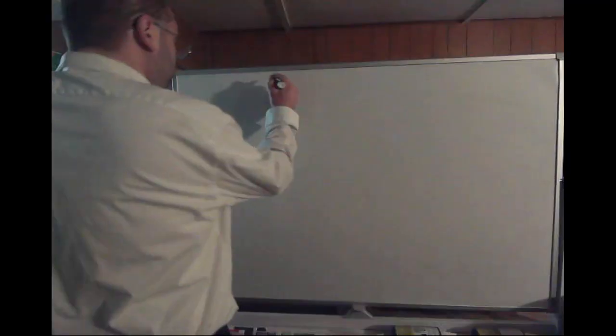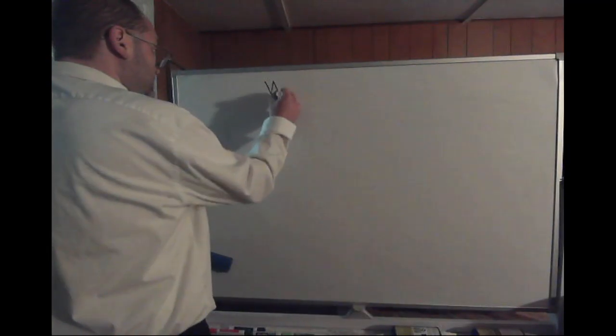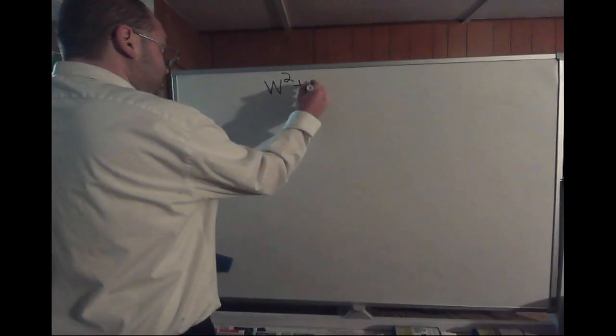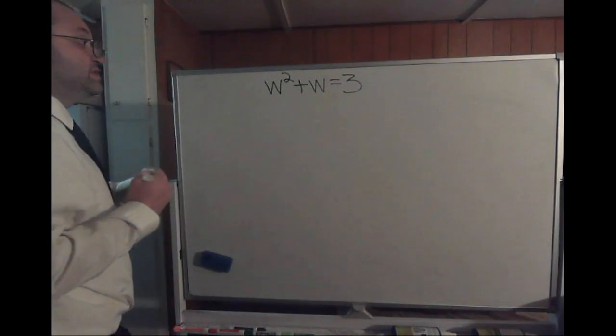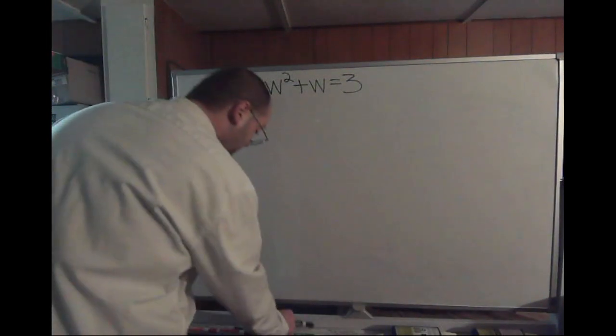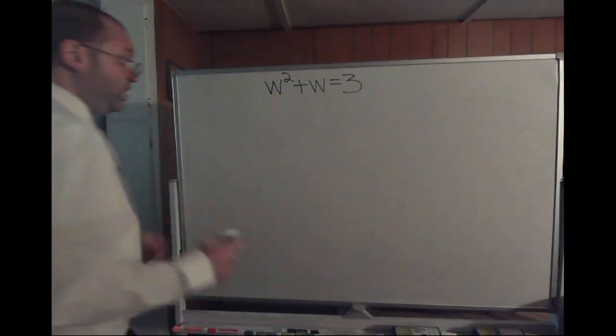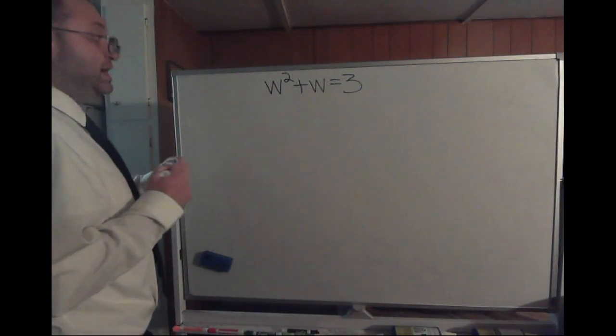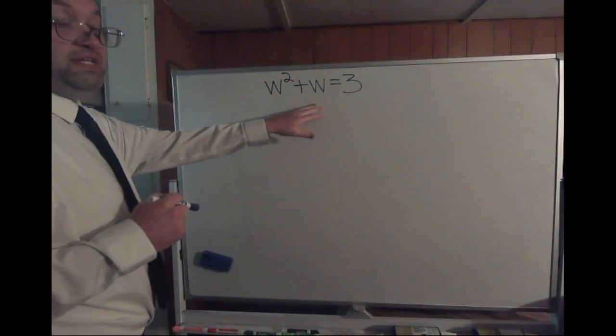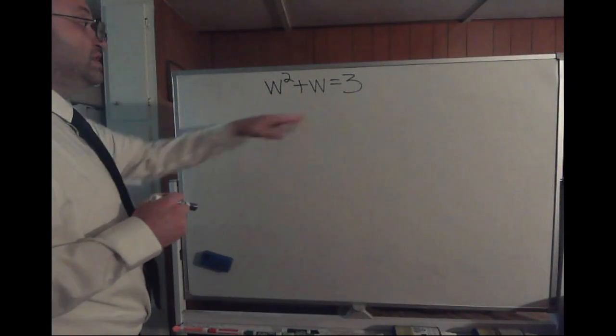Alright, here's one. w squared plus w equals 3. So we have w squared plus w equals 3. Okay. Well, the process is still the same, but I think it's plain to see now we're about to get a fraction. We're definitely about to get a fraction.